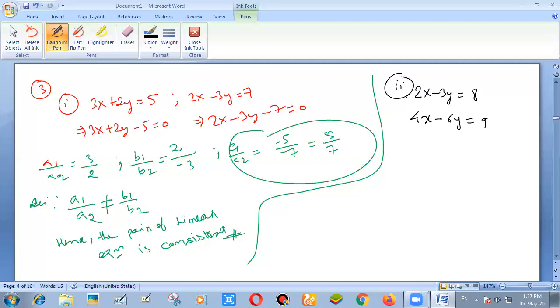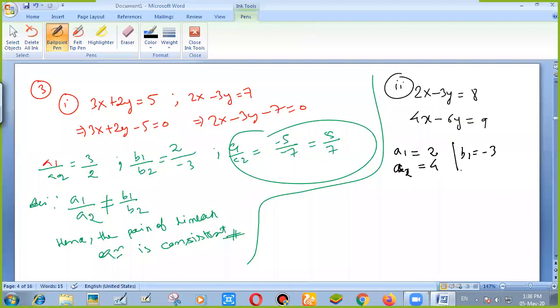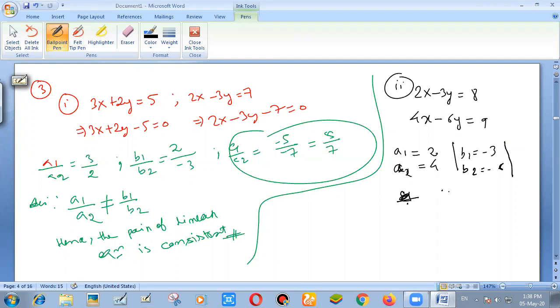What happened? This is 1 and b2 is minus 6. And c1 and c2? Minus 8 and minus 9. Good, very good, Divjyoti.